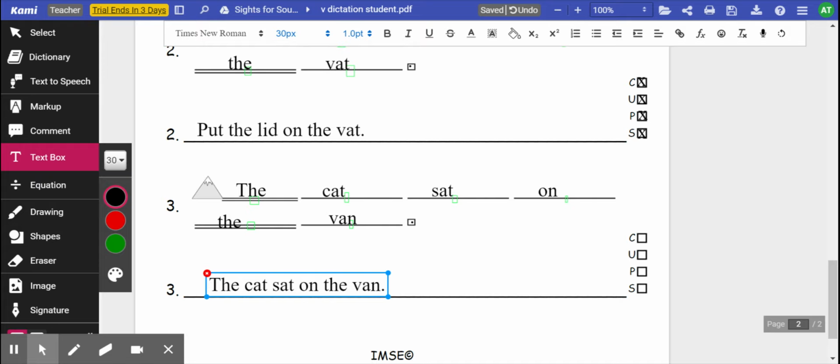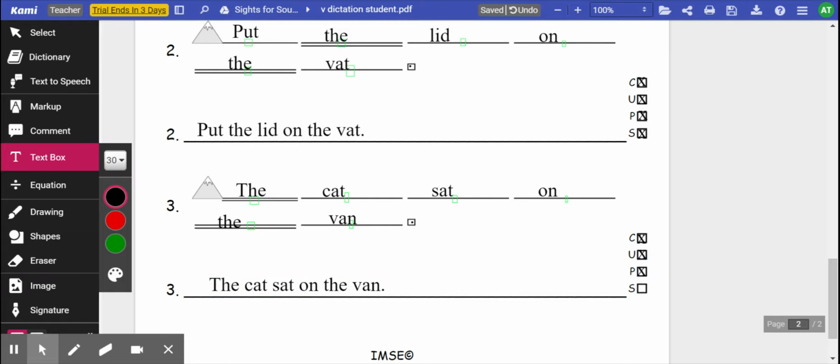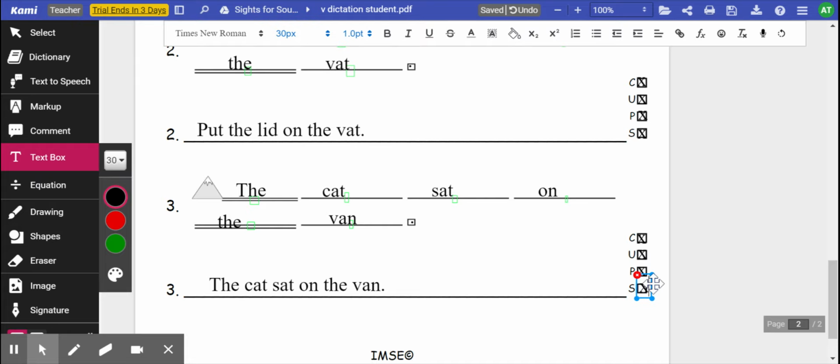Hey, check for CUPS. Make sure that T is capitalized. Read the sentence, the cat sat on the van. That is a very strong cat. If a cat can jump on the van, that is actually pretty cool and scary at the same time. Put a period, P for punctuation. And as for spelling, make sure that every word is spelled the same way as the teacher's copy. Okay. The cat sat on the van.